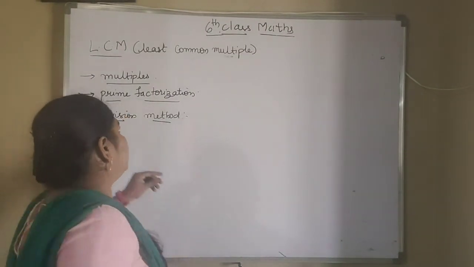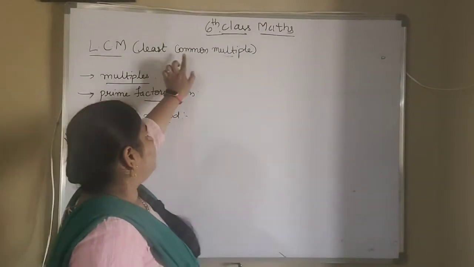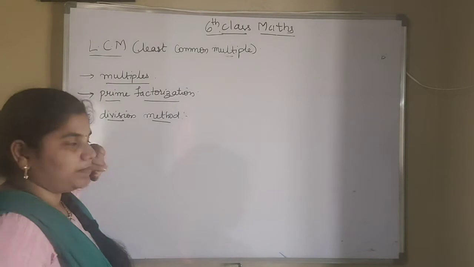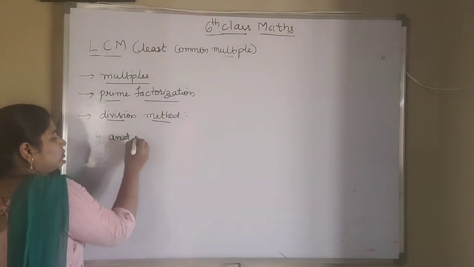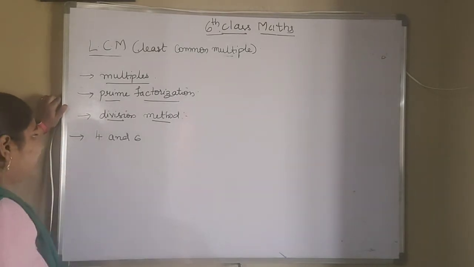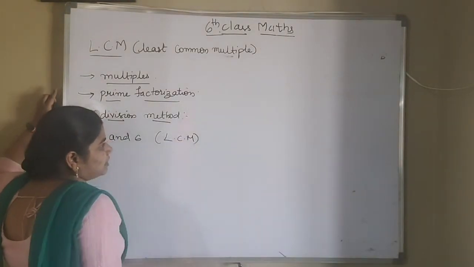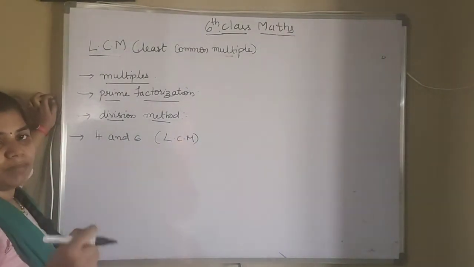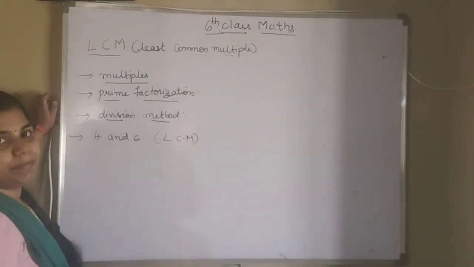So first we will see what the multiples method is, how to find the LCM by using this multiples method. Suppose I am taking 4 and 6. For this 4 and 6 I want to find the LCM value. LCM is nothing but least common multiple. In both the tables, we have to check what the least common multiple is.